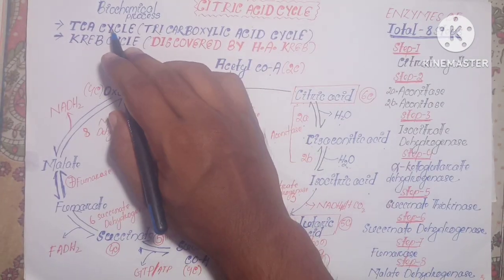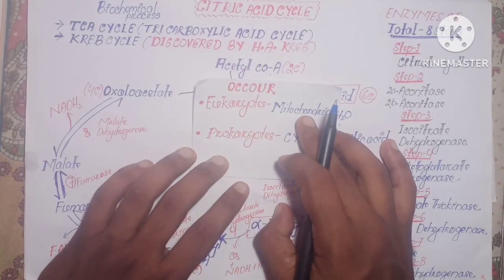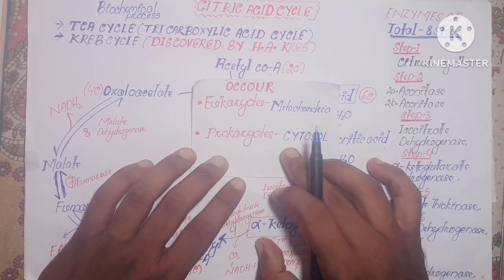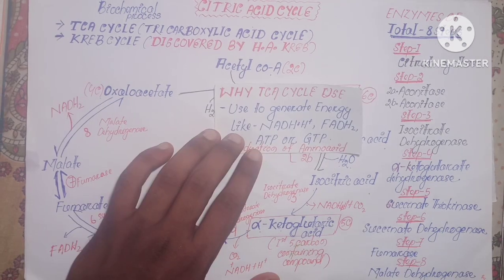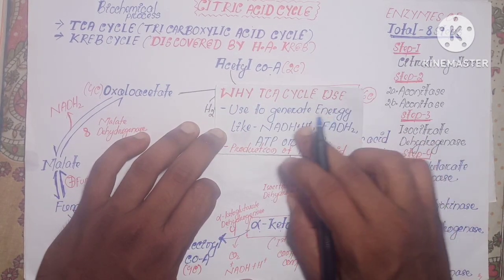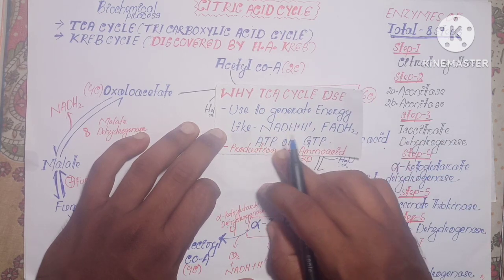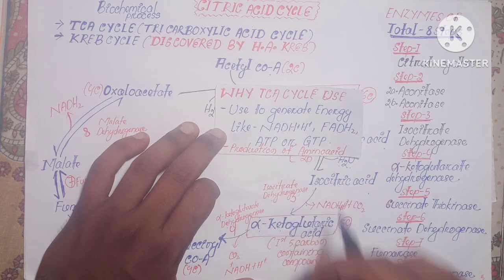The citric acid cycle is a biochemical process. It occurs in the mitochondria of eukaryotes and the cytosol of prokaryotes. The question arises in our mind, why is the TCA cycle used? It is used to generate energy like NADH2, FADH2, ATP or GTP, and for the production of amino acids.